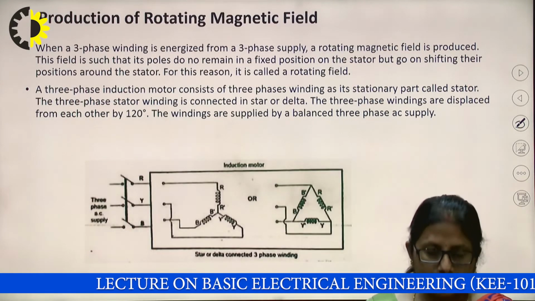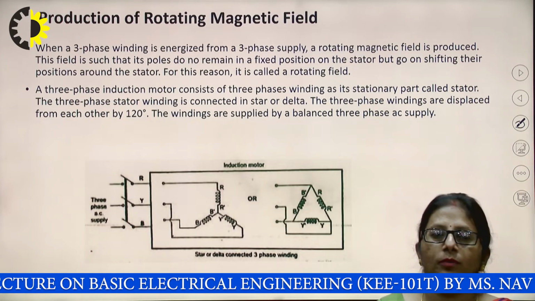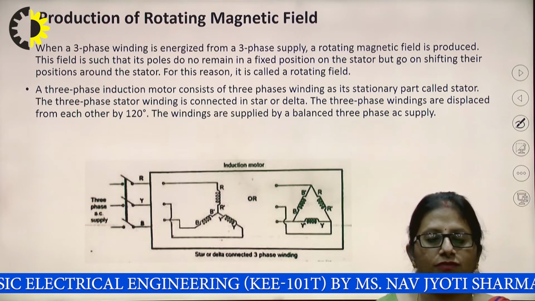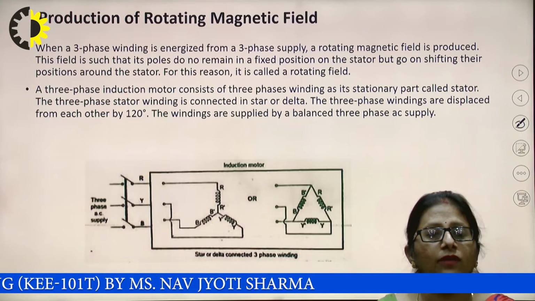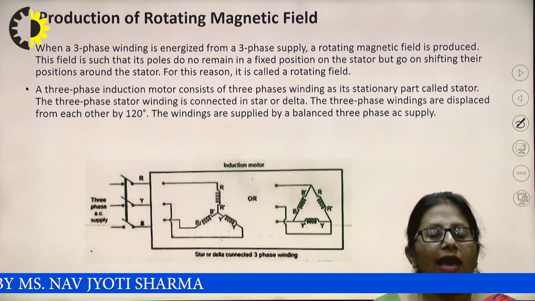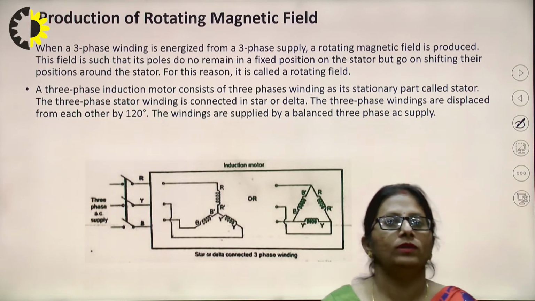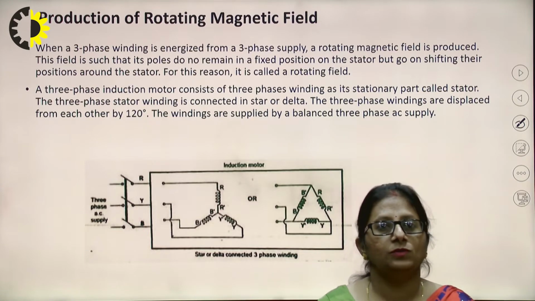Now, what is this rotating magnetic field all about, right? We are discussing that when you give a three-phase AC supply to the stator, there would be a production of a rotating magnetic field. How is this being produced? And why is it produced only by a three-phase supply? Can't it be produced by a single phase, right? We'll be seeing that. Okay.